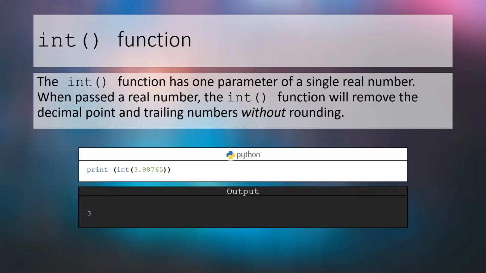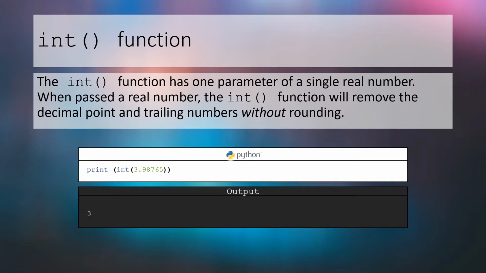We've been using the int function since National 5 level to convert a real number or a string value into an integer. The int function has one parameter of a single real number or even a string that when passed in will try to convert into an integer value. Please note that when you use the int function it will not round the number up to the nearest whole number. It will only chop off the trailing numbers and the decimal point.